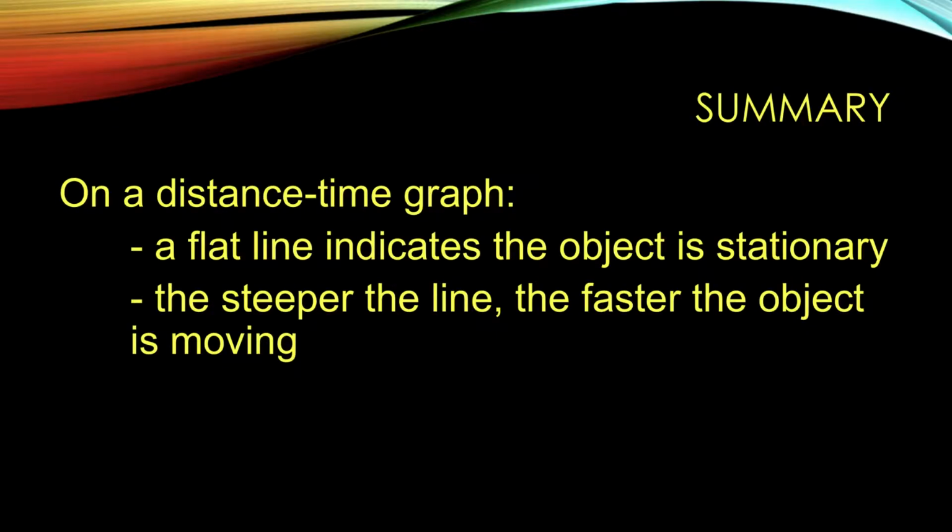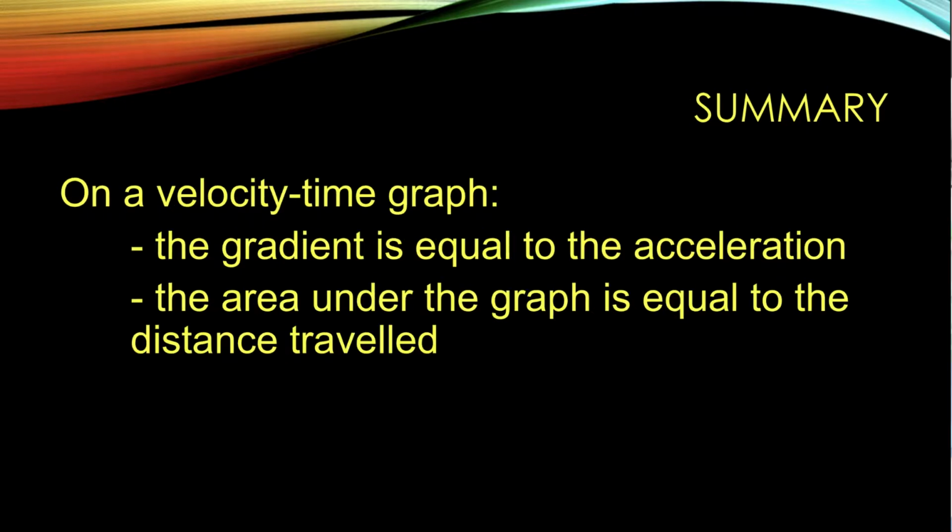In summary then, on a distance time graph, a flat line indicates the object is stationary. The steeper the line, the faster the object is moving. On a velocity time graph, the gradient is equal to the acceleration, and the area under the graph is equal to the distance travelled.